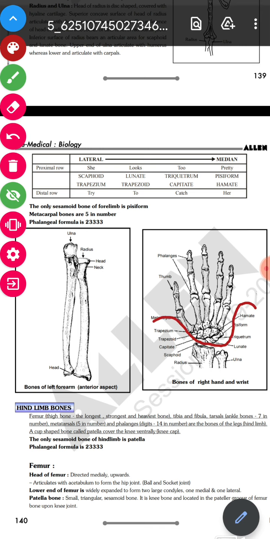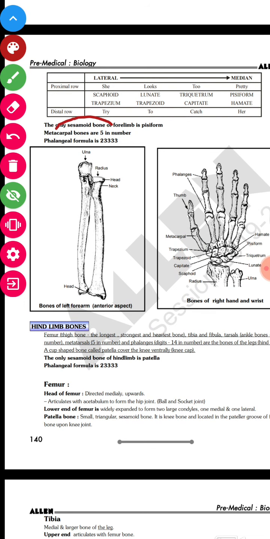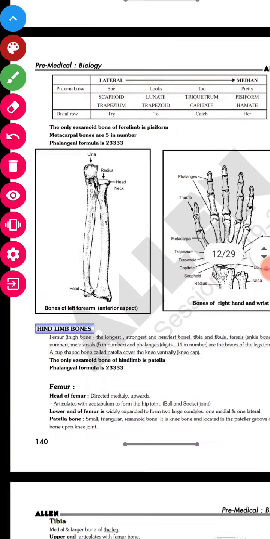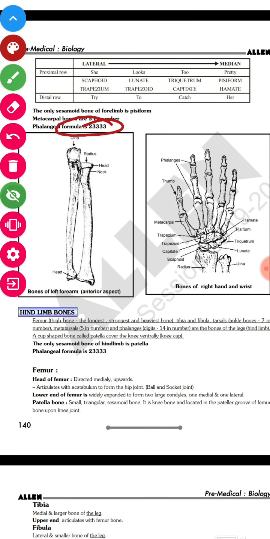Over here you can see that labeling is done of all the 8 carpals. Wrist bones you can also say. The only sesamoid bone, what is a sesamoid bone? The bone which is enclosed inside, or you can say attached with a lot of muscles. So the sesamoid bone in the forelimb is the pisiform. Where is the pisiform? You can see in the figure, this one.